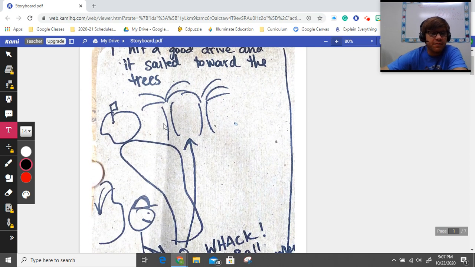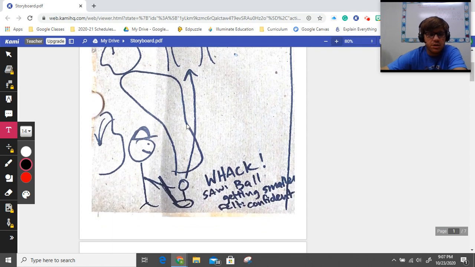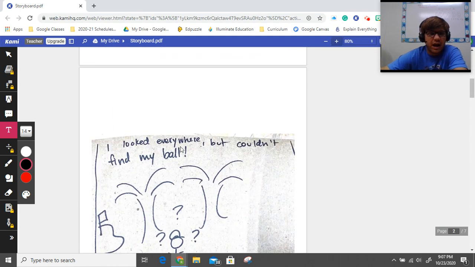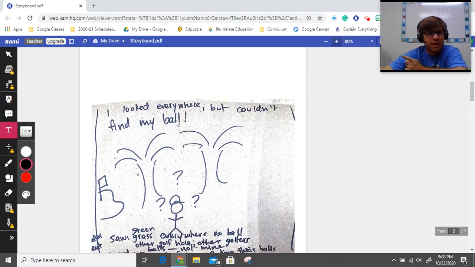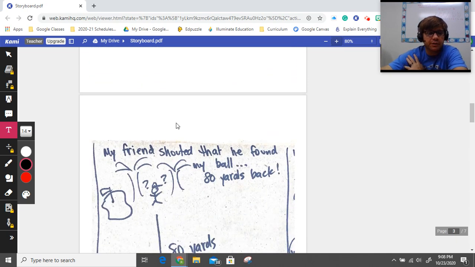I hit a good drive. It sailed toward the trees. I looked everywhere, but I couldn't find my ball. I'm feeling confused there. That's a pretty good emotion. That's not bad. That could maybe be the heart of my story.